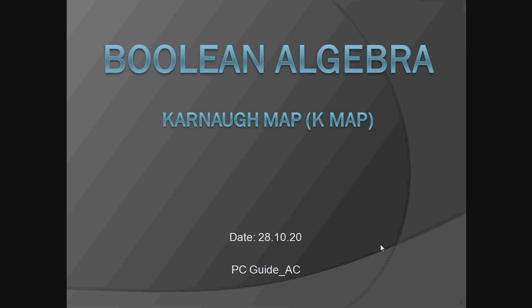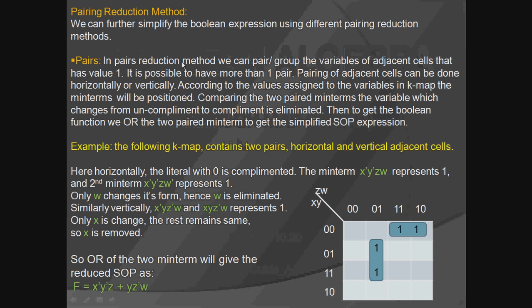Hello everyone, so we are continuing with the chapter Boolean algebra, and in the previous video also I discussed K-map, Karnaugh map. So today also we'll continue with K-map. Today we'll discuss pairing reduction methods, reduction methods using K-map to simplify the Boolean expression. We can further simplify the Boolean expression using different pairing reduction methods.